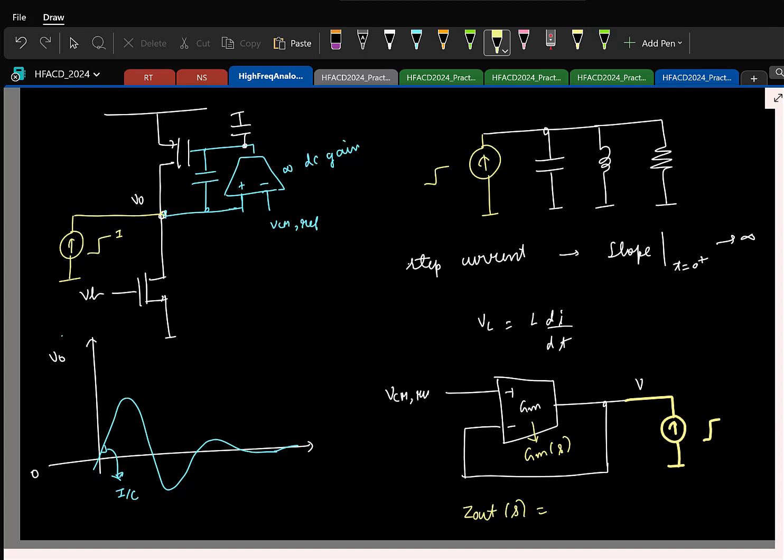I mean, if it was purely just GM, with no delay inside the GM, the output resistance was 1 by GM. If, let us say, it has poles inside, so it is not a constant GM but GM of S, and I find the output impedance versus frequency, what will that be? 1 by GM of S. That's all, right? It's the same thing.